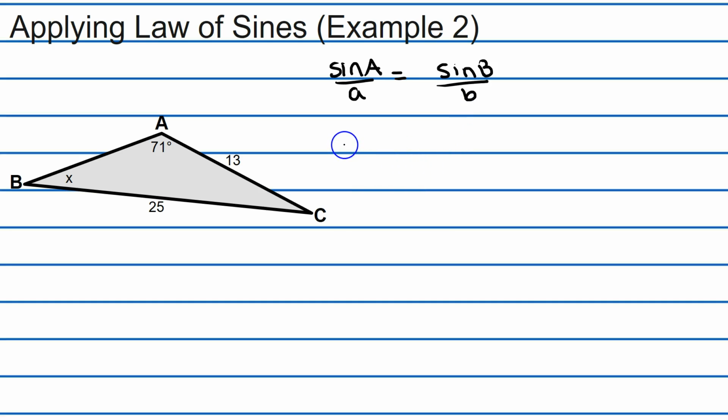Alright, so A is 71 degrees. So sine 71 divided by a, which is going to be 25, which is equal to sine of x, because we don't know what B is yet, and then little b is going to be 13. Alright, so we want to get sine of x by itself. Ultimately, we want to find out what x is. But let's box this. There's division here. I want to undo that, so I need to multiply both sides by 13.